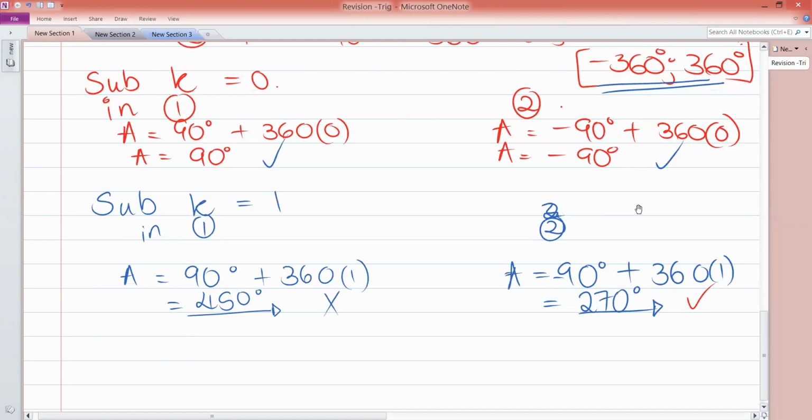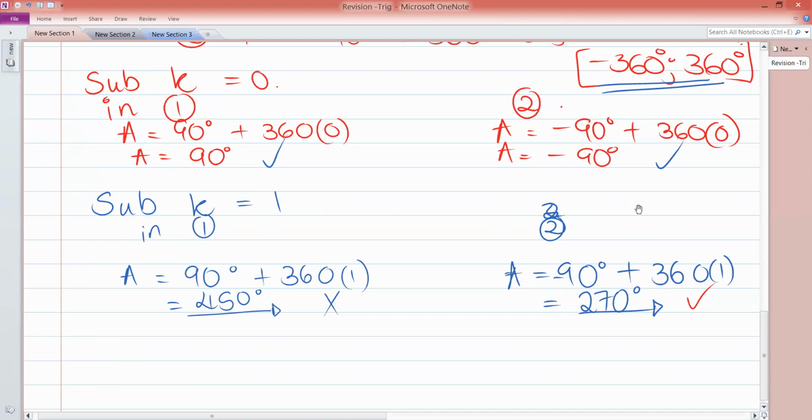Yes, Safia, carry on. Ma'am, how do you know which values to sub in for K? Okay, so K is an integer, right? So we always start off at K is equal to 0. K is equal to 0 will give you usually your first two answers, right?